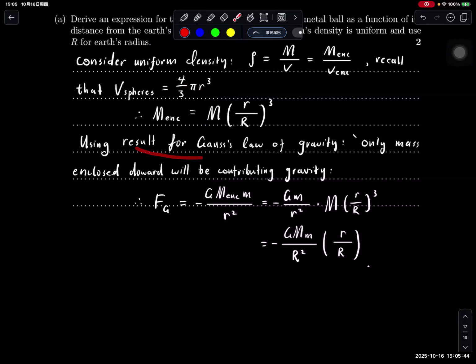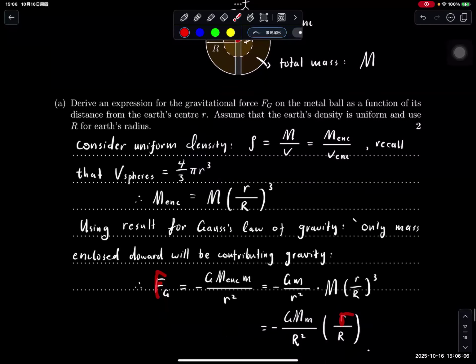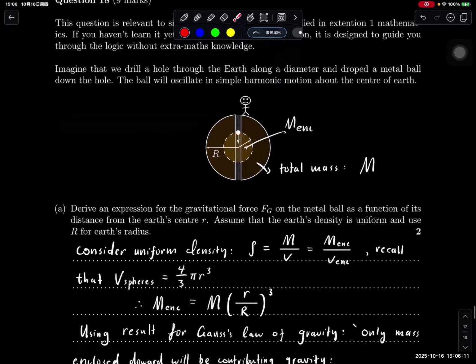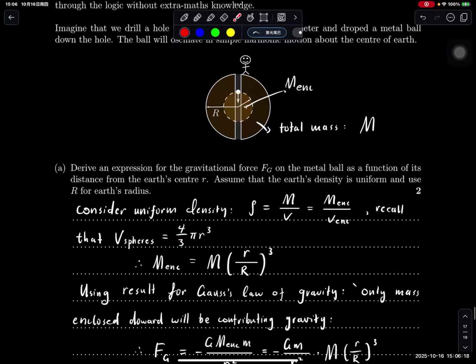Using the result of Gauss's law on gravity, only the enclosed mass will give you the gravitational field contribution. Everything else above you will cancel out. Then substitute this value in, and you actually get this equation. So the force of gravity is proportional to your location, and capital R is the constant, that's inside this planet.